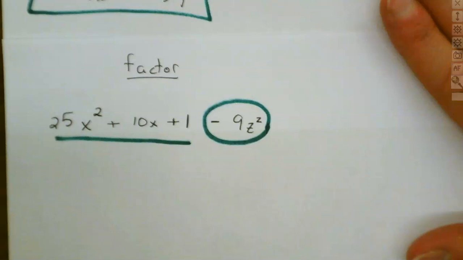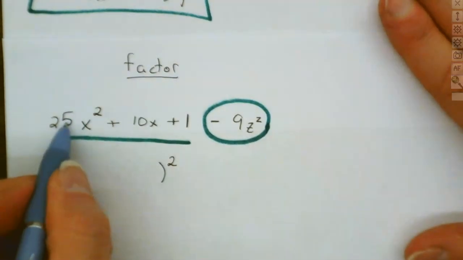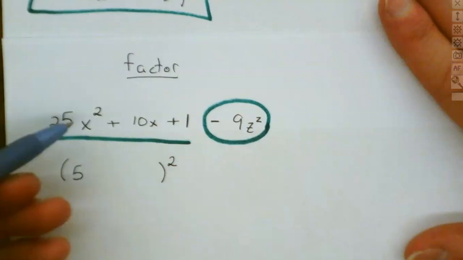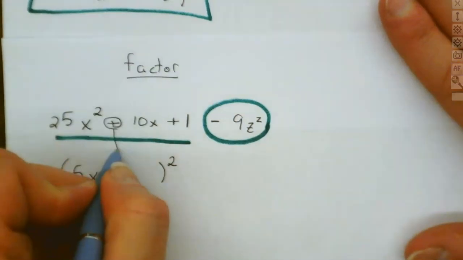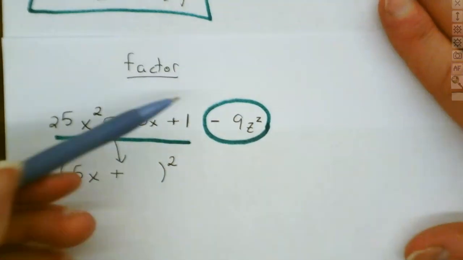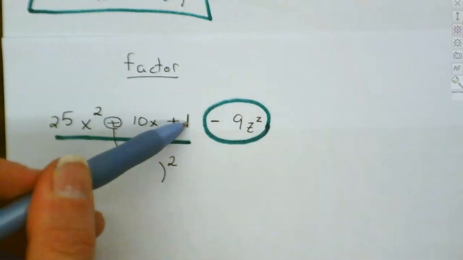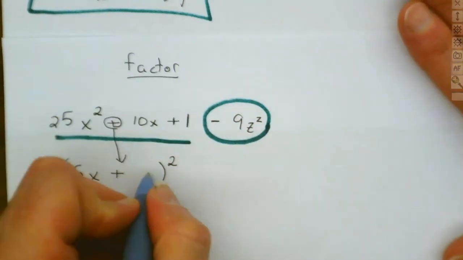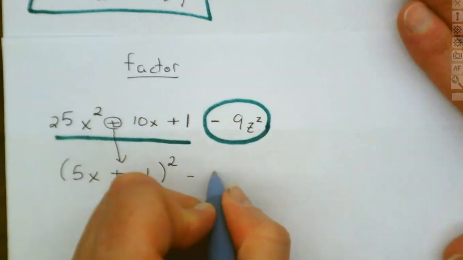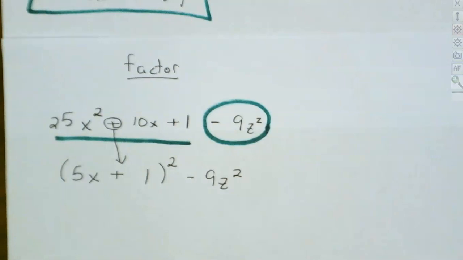Because 25 is a perfect square of what? 25 is a perfect square of 5. X squared is a perfect square of x. We bring down our plus here. And then 1 squared. 1's always a nice number because 1 squared is 1. 1 cubed is 1. 1's an easy number to work with, so that makes it a 1 there. And then we've got a minus 9z squared there. We are not done yet.